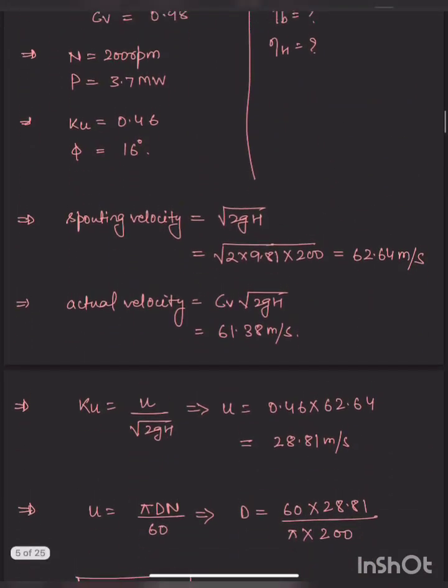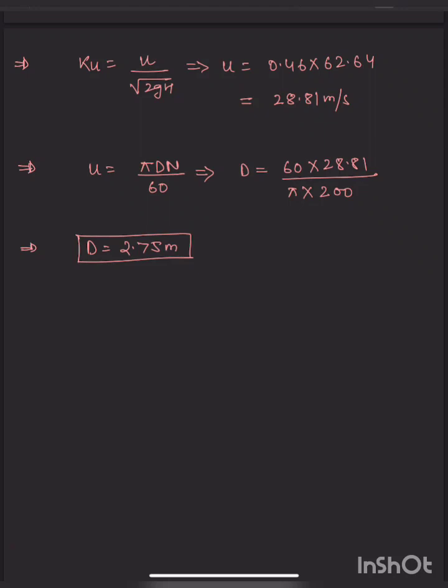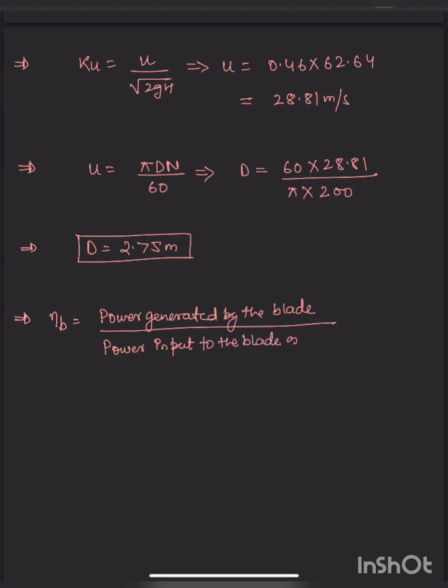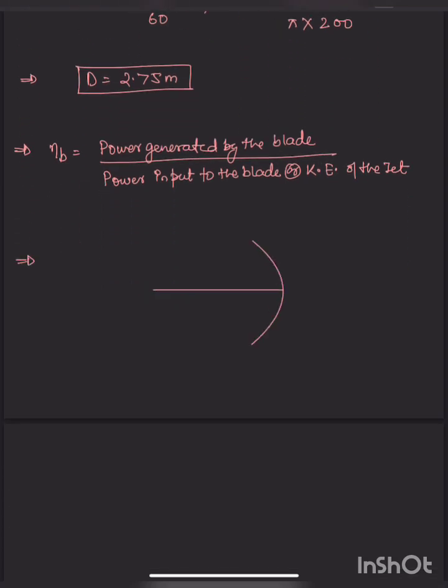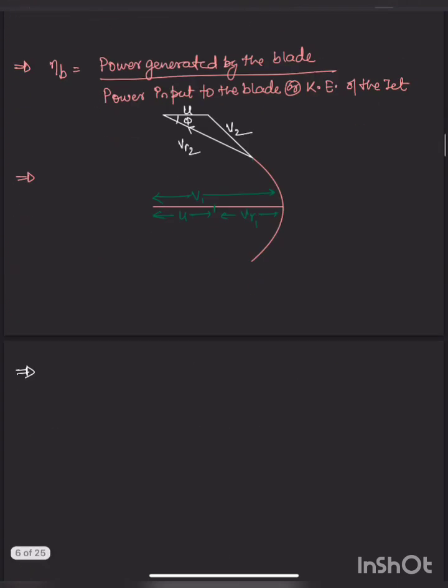Now we will go to the second part of the question, which asks for the blade efficiency and hydraulic efficiency. Blade efficiency is the power generated by the blade to the power input of the blade, or kinetic energy of the jet. To calculate the power generated by the blade, let us draw the blade velocity diagram. Now let us calculate the power developed by the blade. It will be equal to the change in momentum of the blade. Since we have drawn the velocity diagram of the blade, let us calculate the power generated by the blade.